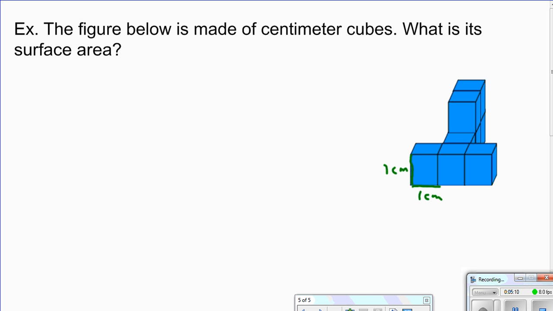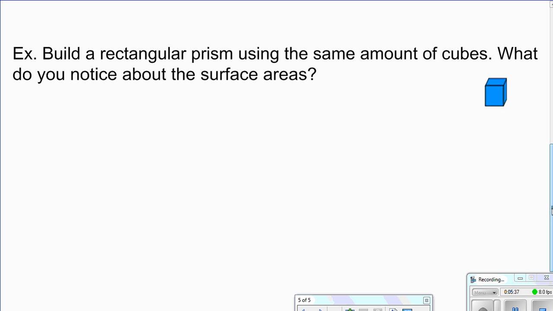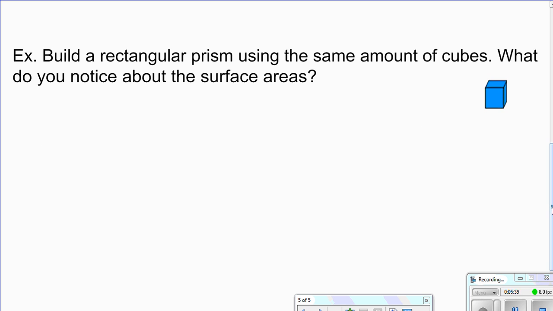So I want you to think about if there were 8 cubes, so this is 8 cubes. 1, 2, 3, 4, 5, 6, 7, 8. So this has 8 cubes. What is the surface area that you can see? We're actually going to check this over in class, and we're going to complete part B together in class as part of an activity.